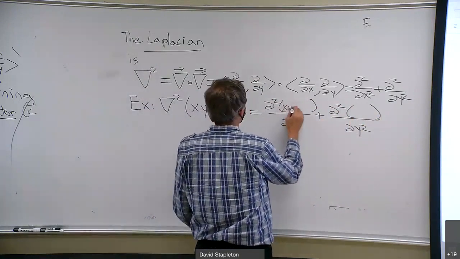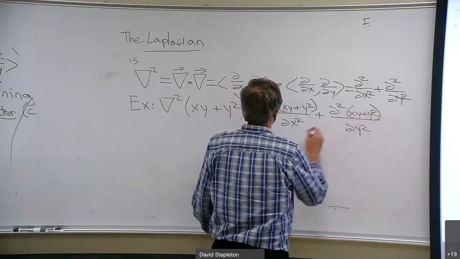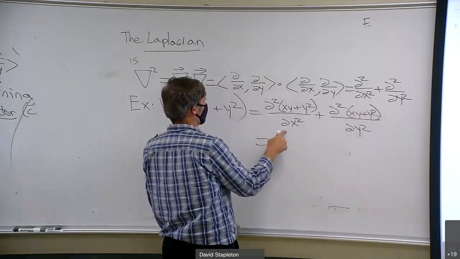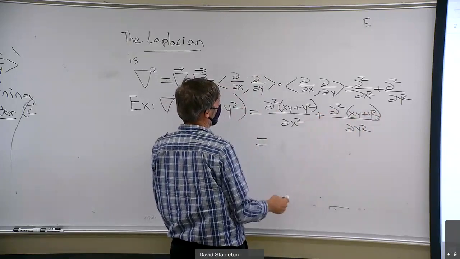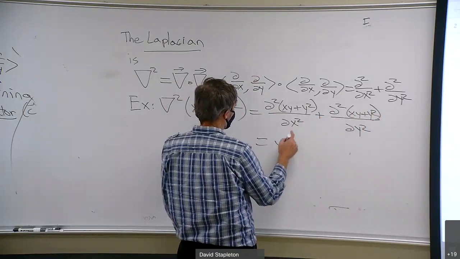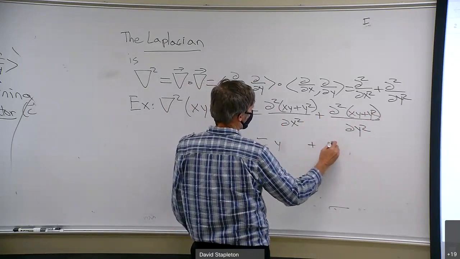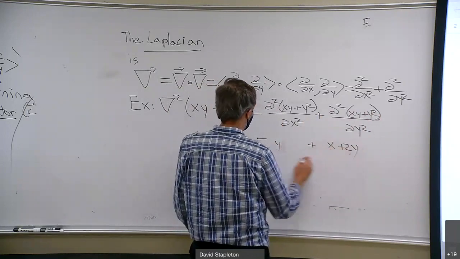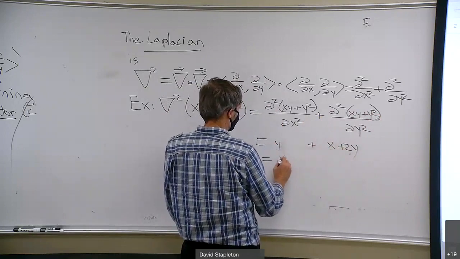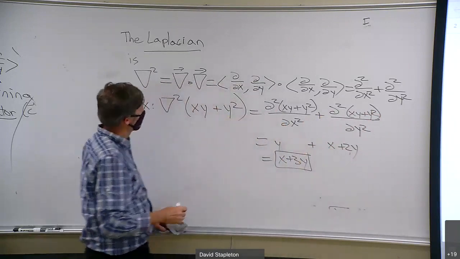So xy plus y squared. There's all it is to the Laplacian. You take the second derivative with respect to x of the thing plus the second derivative with respect to y of the thing. And the function that you get, let's see, y plus 0 plus this one, x plus 2y, gives us x plus 3y. There's the Laplacian of this function here.